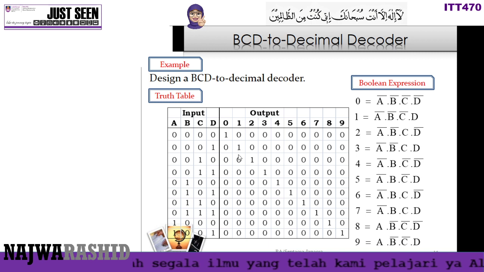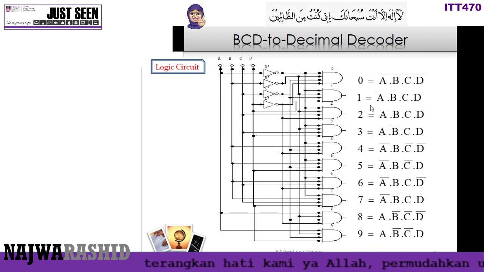For 1, it activates as A naught, B naught, C naught, and D. And so on until 9. For example, 9 comes from 1001, so we have A, B naught, C naught, and D. So this is the Boolean expression. Based on the Boolean expression, you should be able to draw the logic circuit. This one only involves the inverters as well as the AND gates. So your circuit only has inverters and AND gates, and it produces 10 outputs.